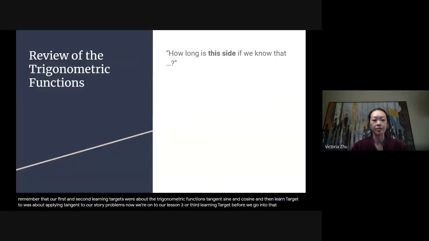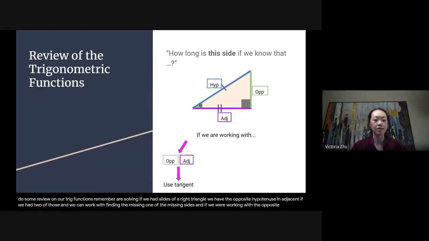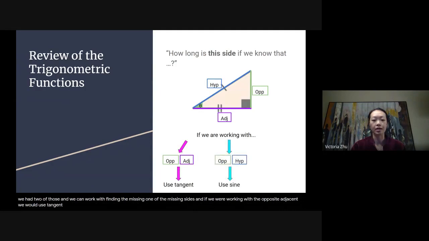Before we go into that though, let's do some review on our trig functions. Remember, if we had sides of a right triangle, we have the opposite, hypotenuse, and adjacent. If we had two of those, then we can work with finding one of the missing sides. If we were working with the opposite and adjacent, we would use tangent. If we had the opposite and hypotenuse, however, we would use sine. And lastly, if we had adjacent and hypotenuse, we would work with cosine. Those were our three trigonometric functions to use. So let's just practice those again.